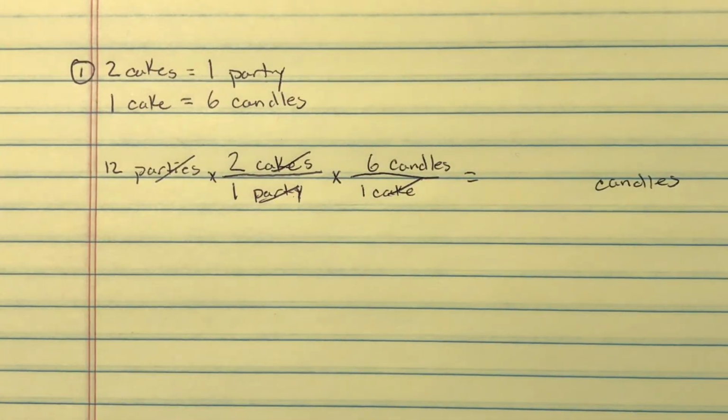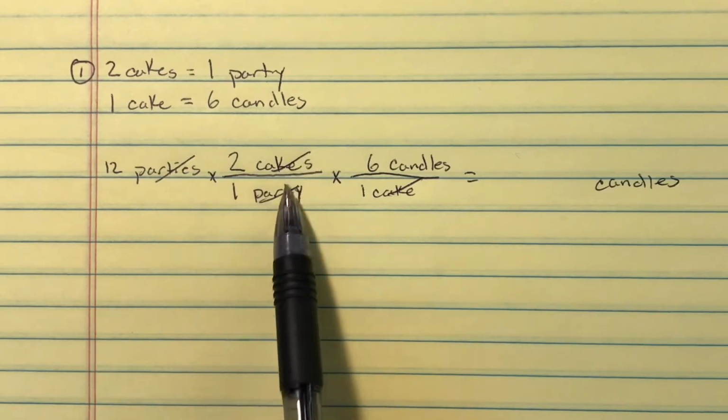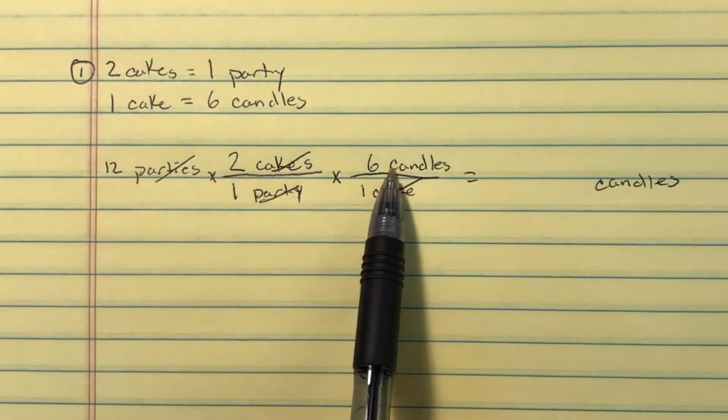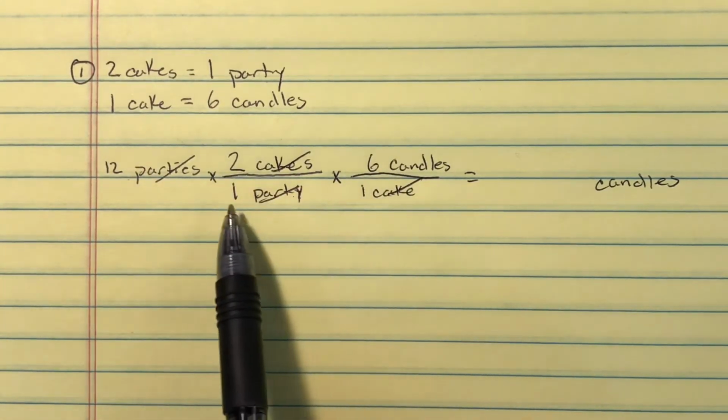So the problem becomes, how do you do the math? If you just in your mind remove those units, you can see it's just algebra. So you've just got 12 times 2 times 6 divided by 1 times 1.